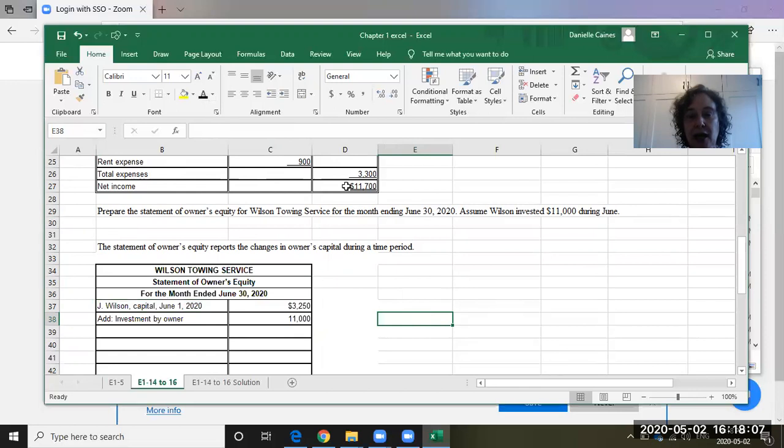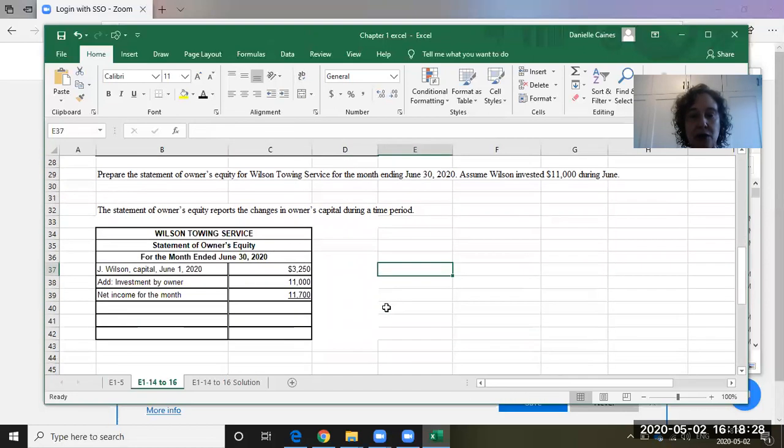So we add our net income to the owner's equity, because after we've paid all of our expenses, this is the amount of money that's going to get added into increase owner's equity. So that's what happens with net income at the end of the accounting period. So we're going to add in our net income for the month, 11,700, and then we'll take a subtotal for all of the adds here.